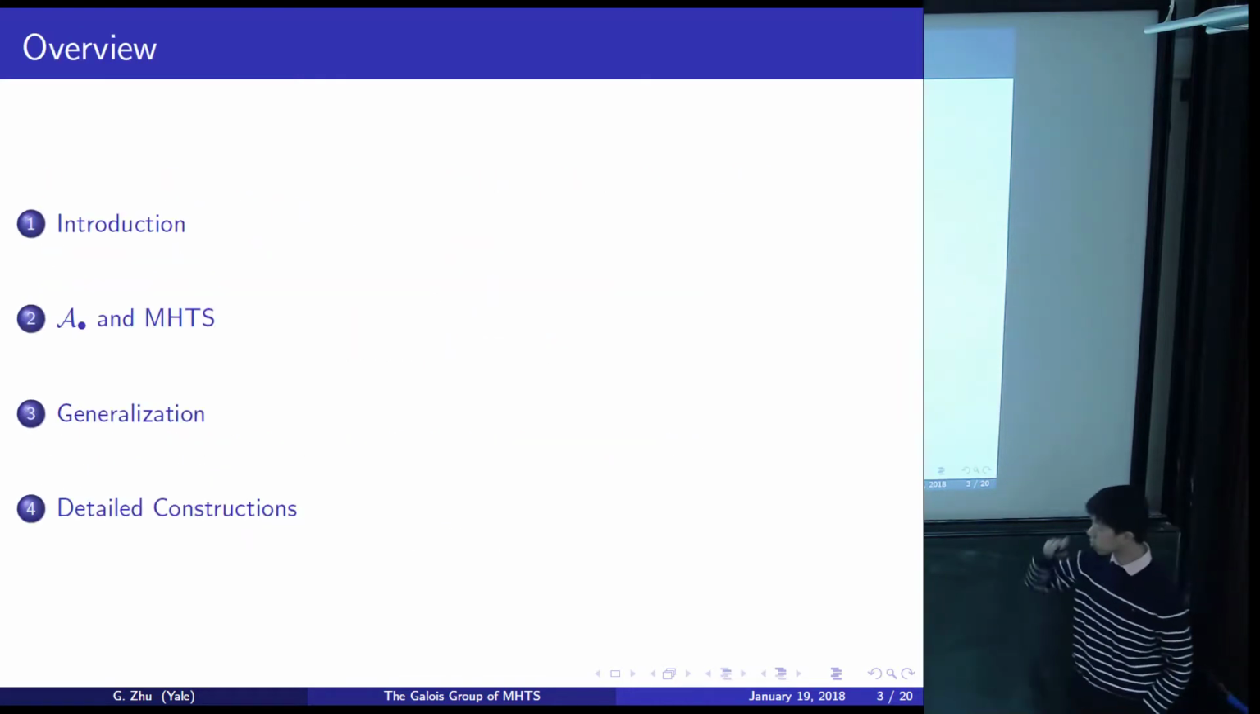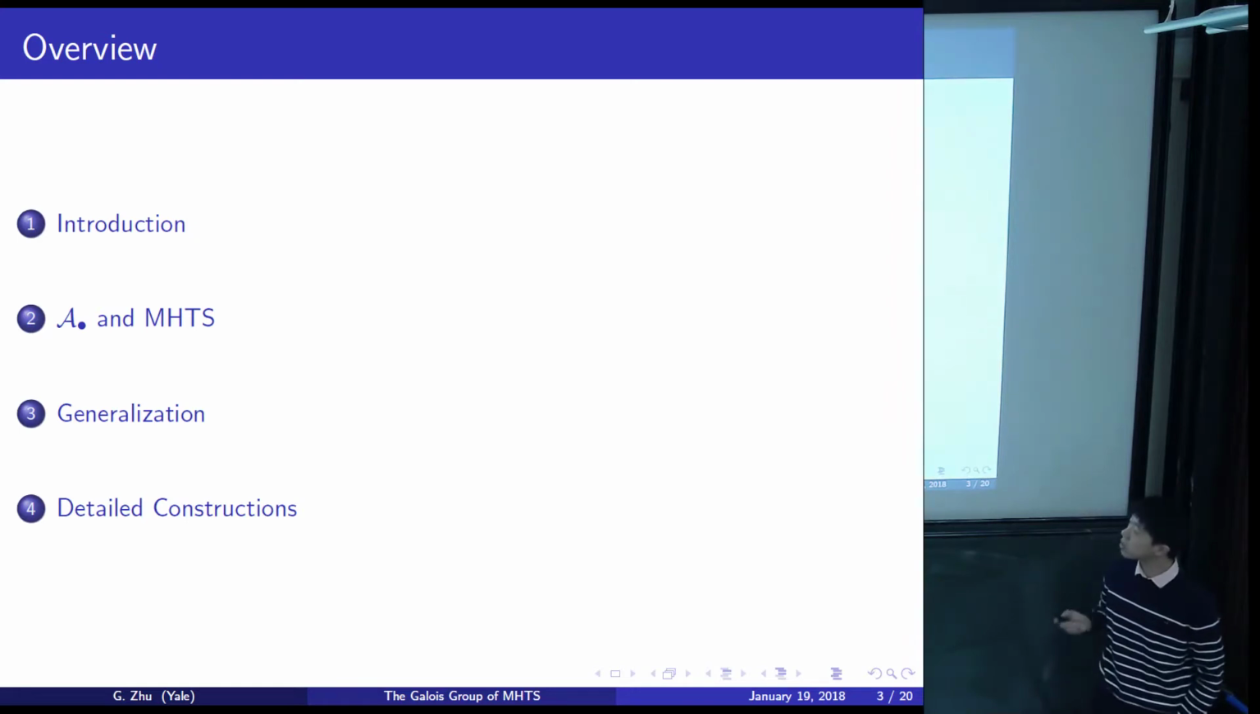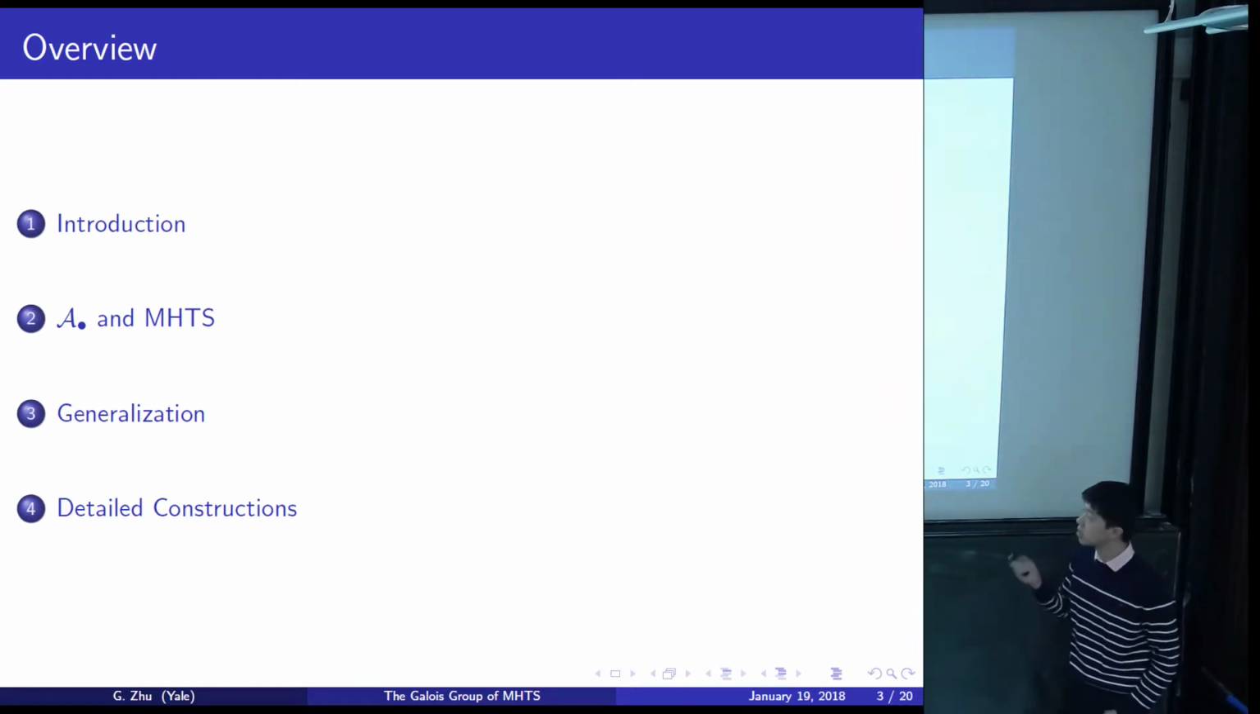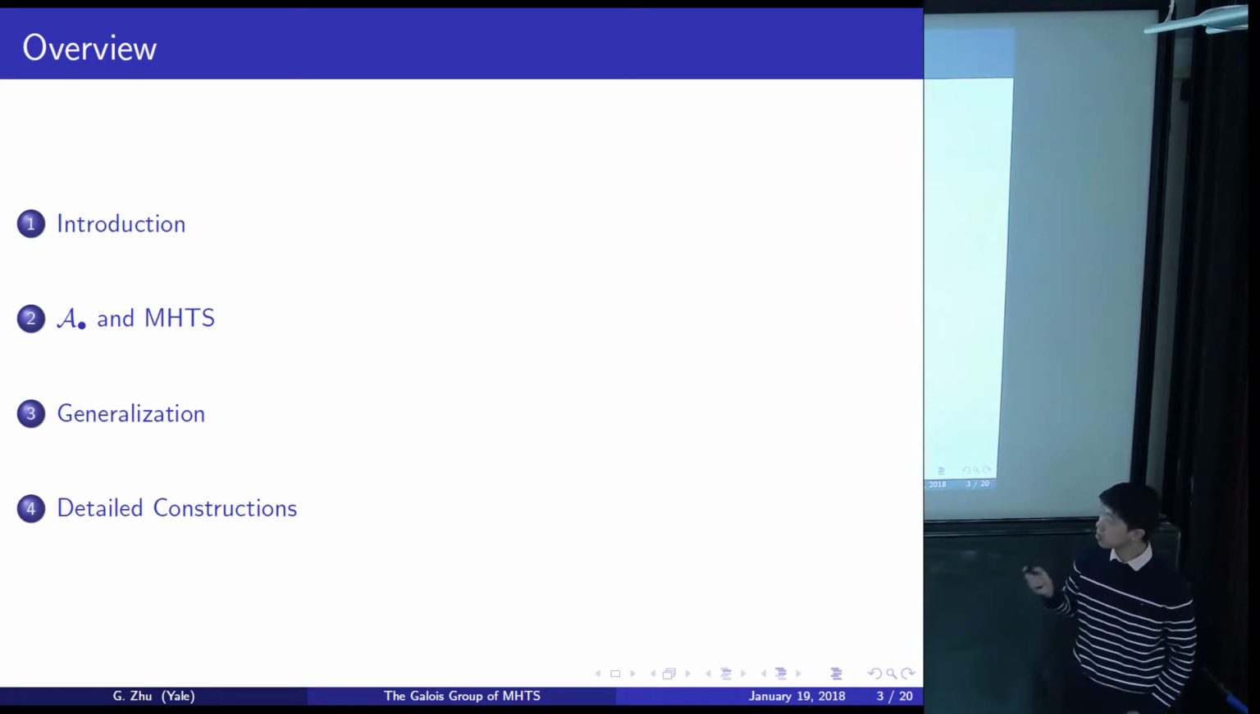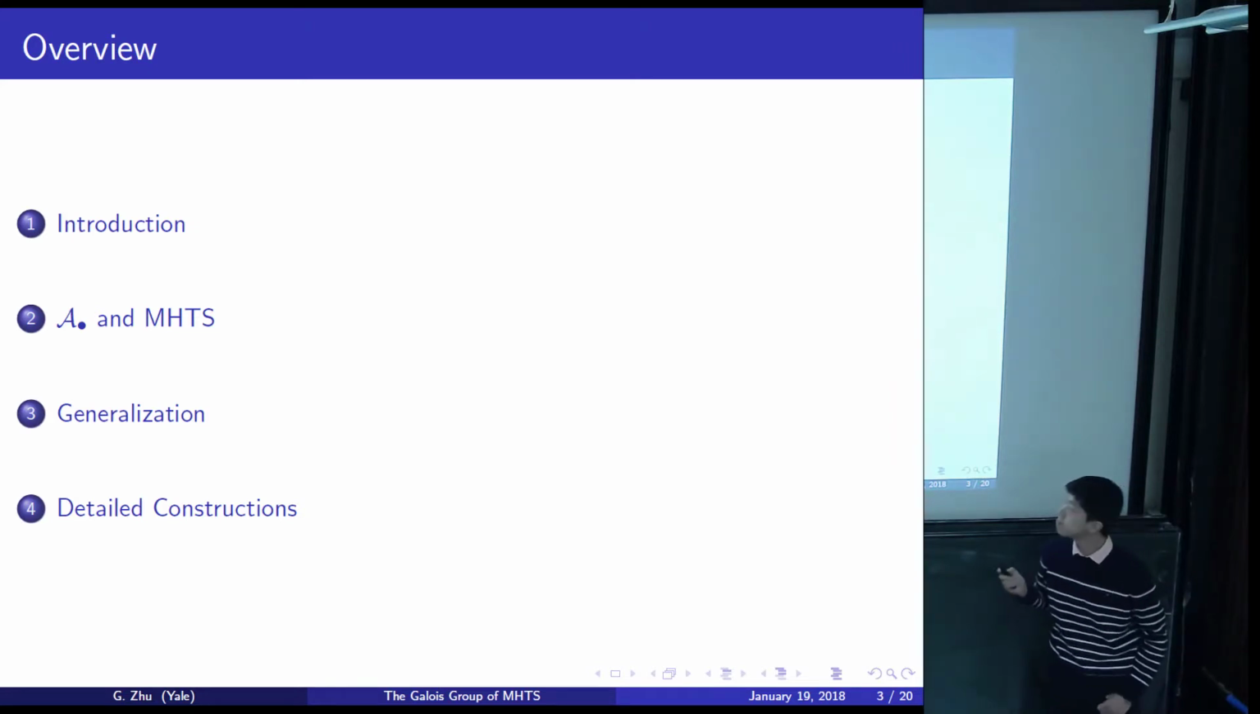Now, overview for today's talk. First, I will give some brief introductions, and then we'll talk about the Hopf algebra and its relation to the category. Then we'll give the generalization, and only at the end we will give the detailed constructions of our Hopf algebra.